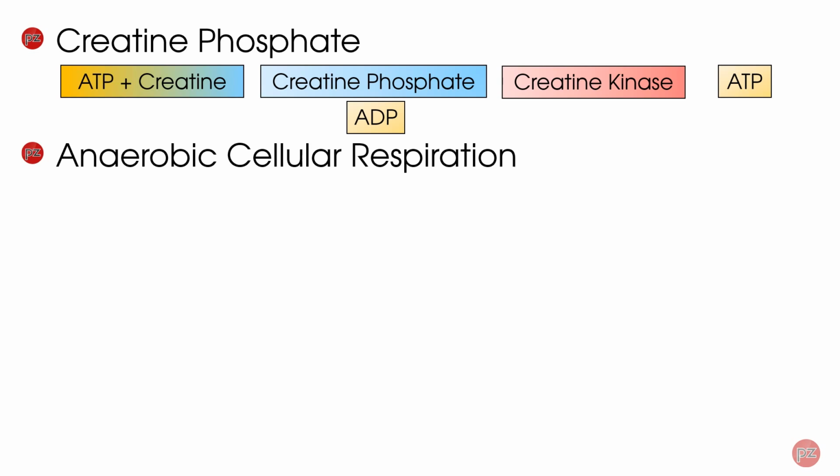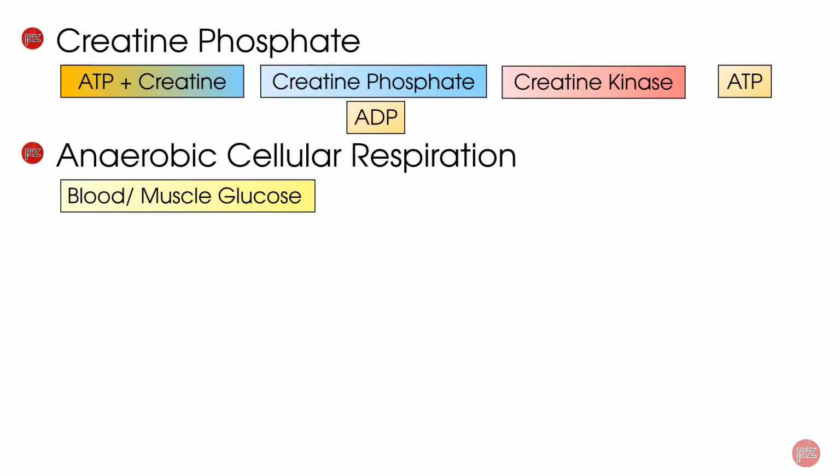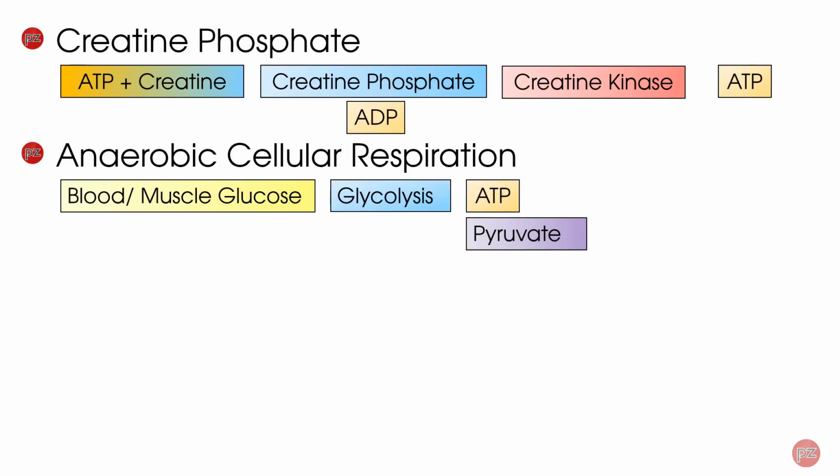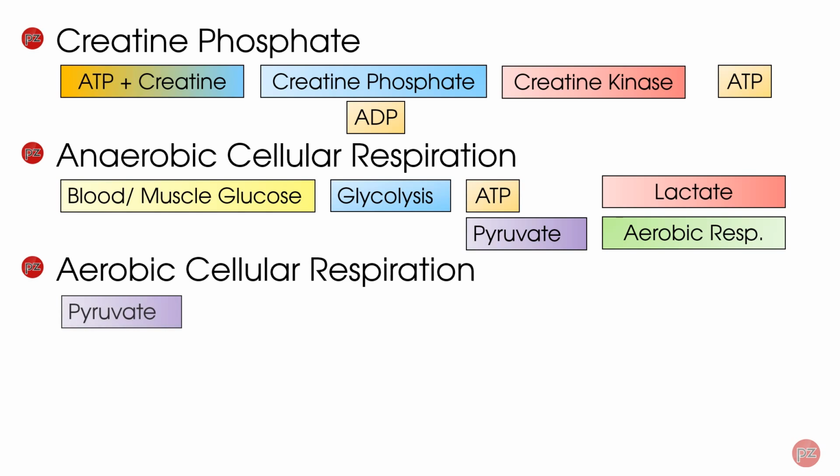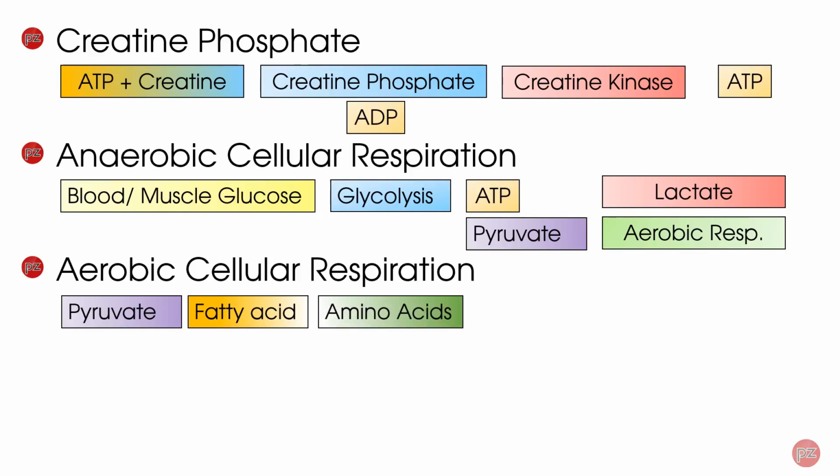We have anaerobic cellular respiration, which is where we use glucose from the blood or in the muscle, and that undergoes glycolysis, which is that anaerobic 10-step process that produces ATP, 2 molecules of that, and 2 molecules of pyruvate. Now, the pyruvate can be broken down to lactate or lactic acid if we don't have any oxygen, but if we do have oxygen, then it may well go on into aerobic respiration. So aerobic cellular respiration uses our pyruvate and fatty acids and amino acids, and they undergo the Krebs cycle or the TCA or citric acid cycle within the mitochondria to produce 36 plus molecules of ATP.